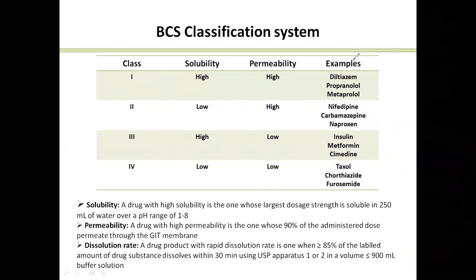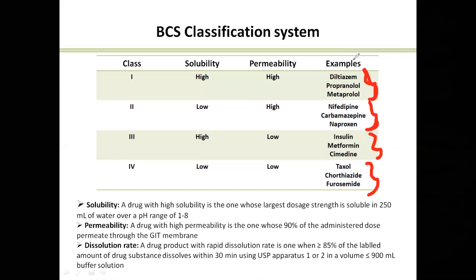There are a few drugs that are classical examples of BCS class 1, 2, 3, and 4. Diltiazem, metoprolol, and propranolol come under BCS class 1. Nifedipine, carbamazepine, and naproxen are BCS class 2. Insulin, metformin, and cimetidine are class 3. Taxol, chlorothiazide, and furosemide are BCS class 4. These are some of the drugs whose names you need to remember, because they can be asked. These are the most commonly used drugs, so they can ask you in the exam in which class these drugs fall.